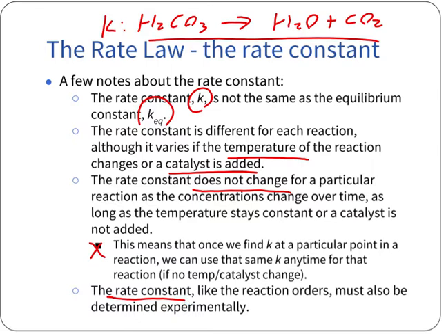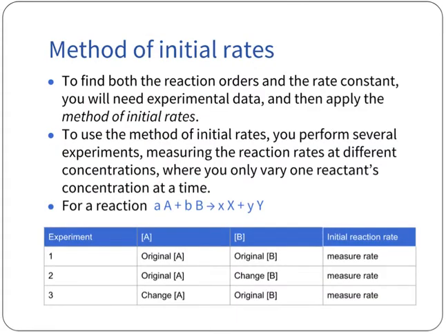Let's take a look and see what this would look like. How exactly do we find the rate law? How exactly do we find the rate constant? And so we'll use something called the method of initial rates. To use this method, we perform several experiments. You measure the reaction rates at different concentrations, but you only vary one reactant's concentration at a time.